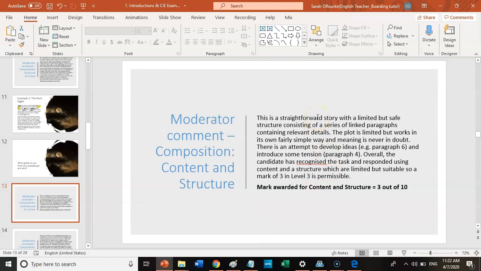So it's straightforward, a safe structure, it has paragraphs, and it has some relevant details. There is some plot, but it's simple, and you always understand it, it's clear. There's some attempt to develop ideas, some attempt to develop tension, but it's just not successful. Overall, the structure is limited, it's quite childish, it tries to do some of the things, it's obvious what the person means, but it's just boring and unsuccessful. So it gets a 3 out of 10.